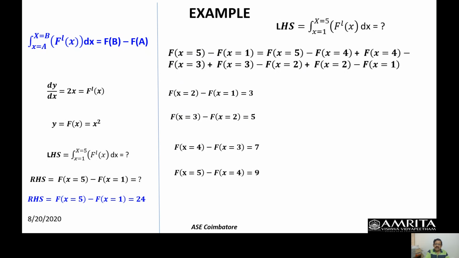Now you add all of these, what will you get? 9 plus 7, 16, 16 plus 8, 24. So are we not getting it? Which means it is enough to know the values of the function at the boundaries. The boundaries of a path line are nothing but the end points.